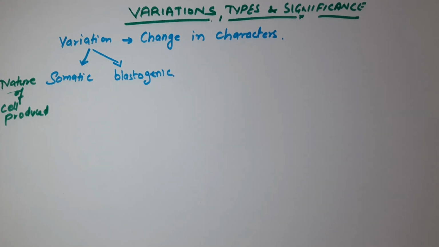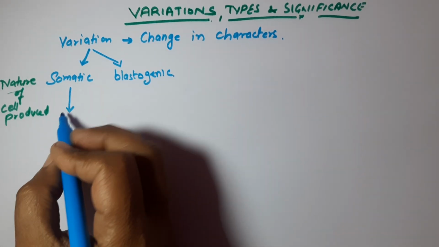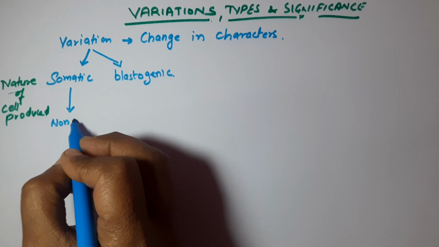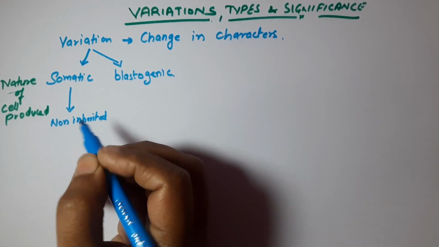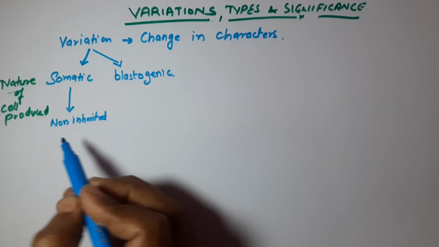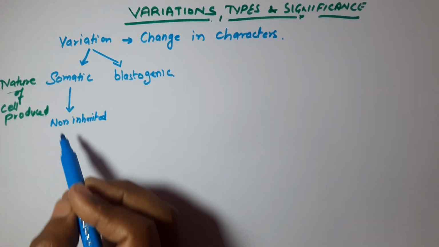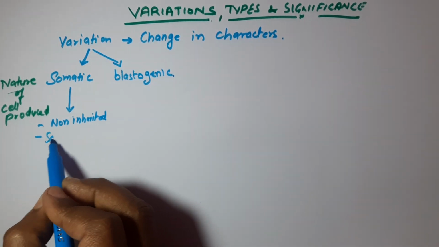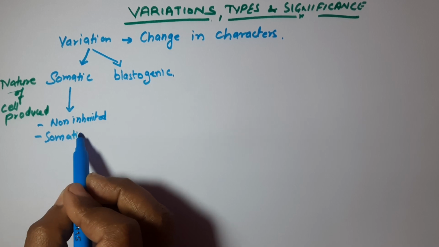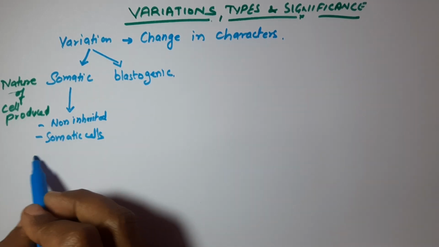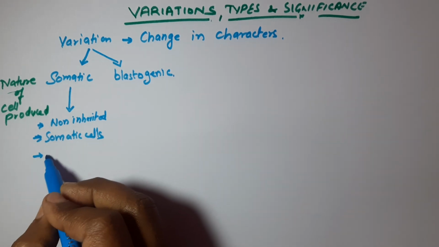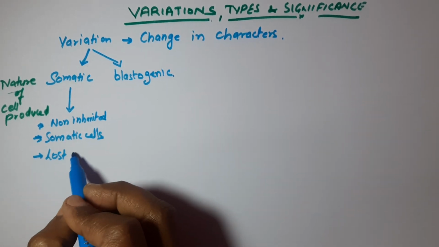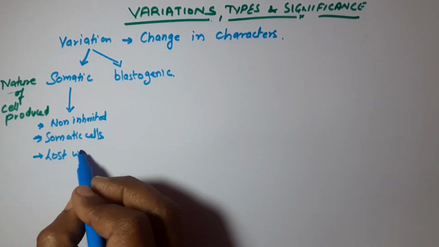Somatic variations are not inherited. The name itself indicates that it happens in the somatic cells. These variations will stay as long as the organism is alive, but they are lost with death.